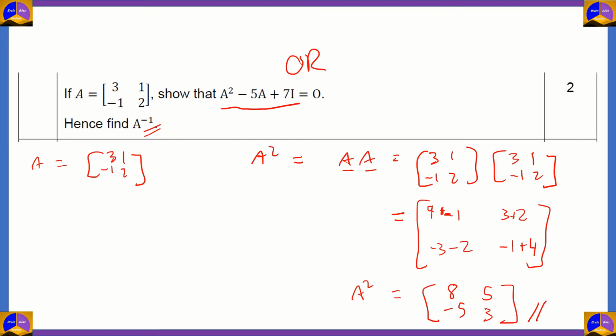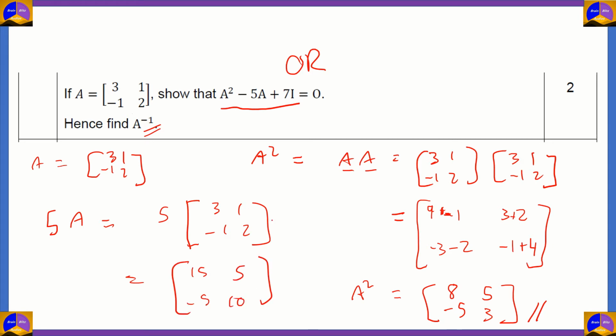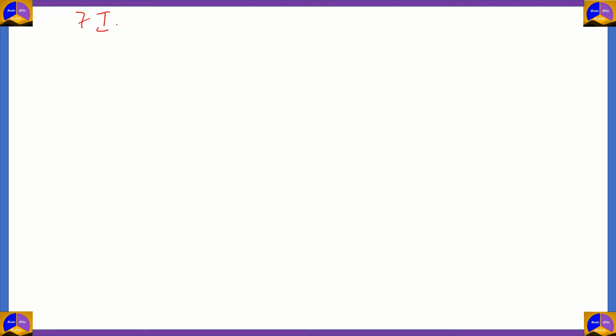This is A squared. To find 5A, we're going to multiply 5 to the matrix [3, 1; -1, 2]. That gives you [15, 5; -5, 10]. You can multiply a constant to all the terms in the matrix, to all the rows and all the columns. And to find 7I, it's pretty easy. I is the identity matrix. It will be multiplying 7 to [1, 0; 0, 1]. That will be [7, 0; 0, 7]. The matrix [7, 0; 0, 7] is 7I.